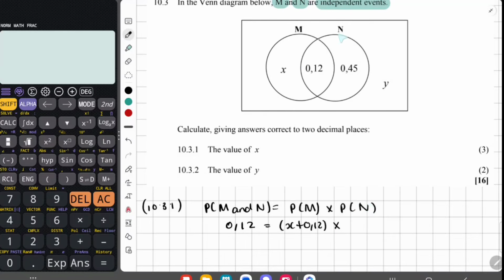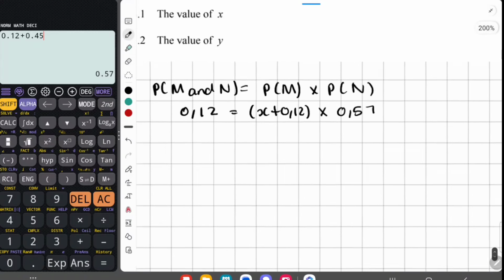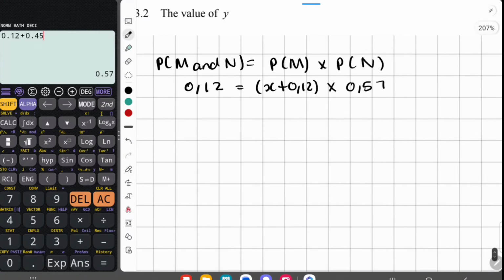That will also be referring to the entire circle of N. So that would be the 0.12 plus the 0.45. So let's see what that is. 0.12 plus 0.45, and as a decimal, we get 0.57. So multiply by 0.57. And now you can see we have an equation where we need to solve for x.